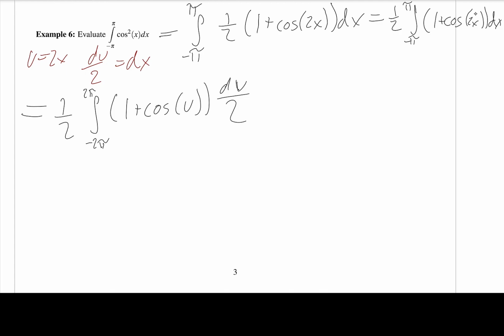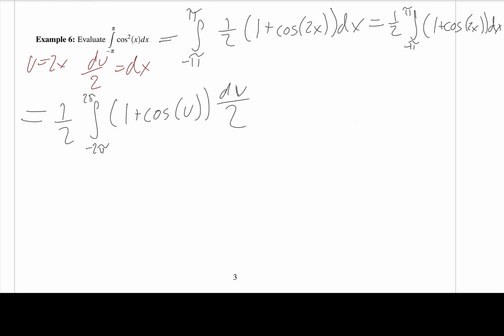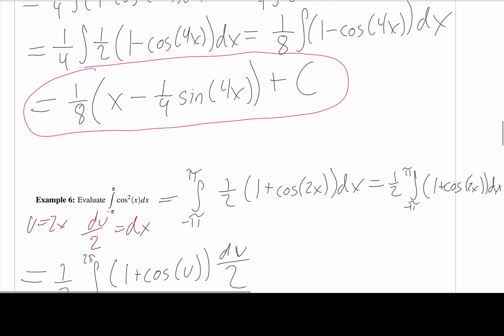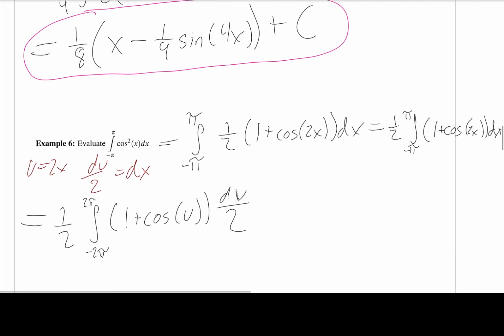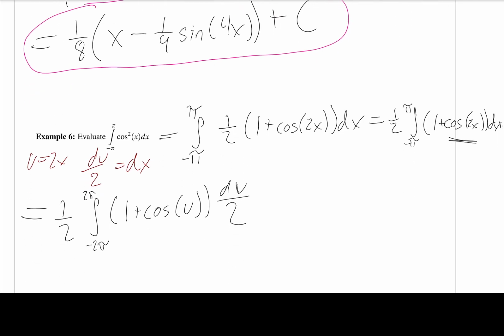Here, what I'm doing is that u sub I was talking about on the last problem. So here I said if you need to use u sub, this is similar to how it would look right here. I just wanted to go ahead and show the steps out. So this is going to be 1/4 times the integral from negative 2 pi to 2 pi of 1 plus cosine u du.